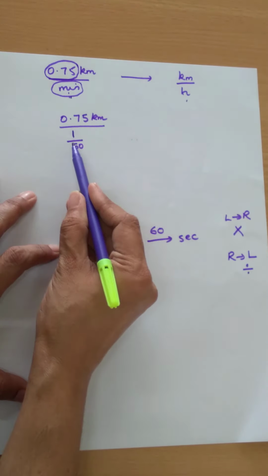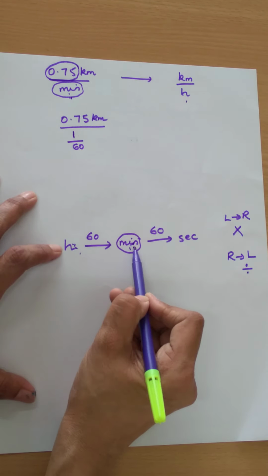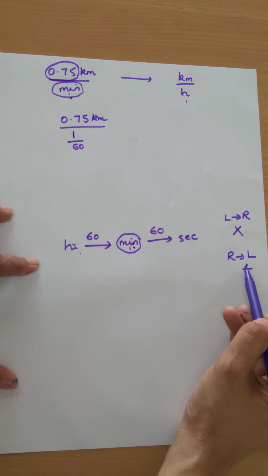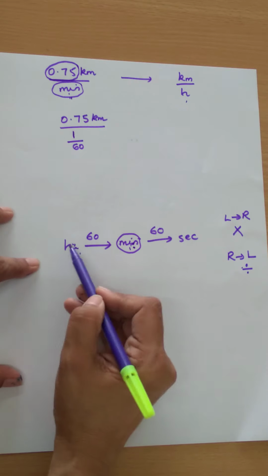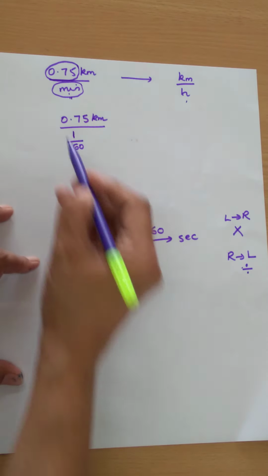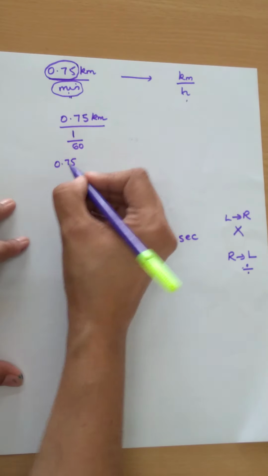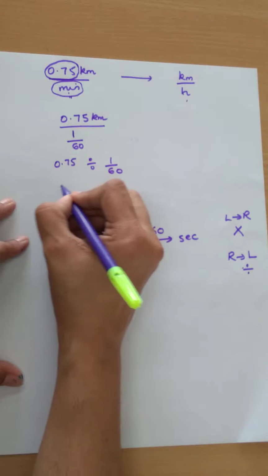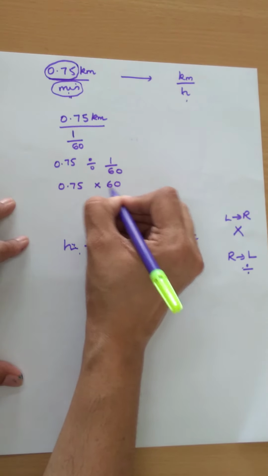Now, why do you divide? You're dividing because you're moving from right to the left. From minute, which is on the right, you're moving to hours, which is on the left. So you divide it by 60 because between minute and hour there is just 60. Okay? So you get 0.75 divided by 1 upon 60. So you get 0.75 multiplied by 60 upon 1.